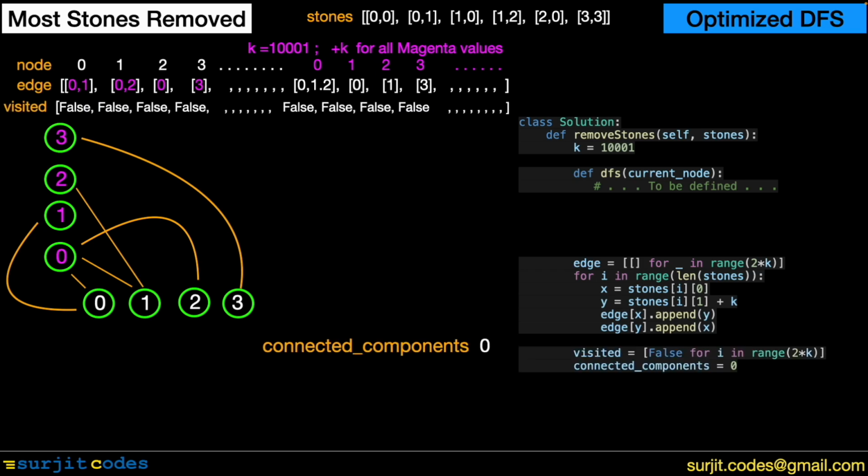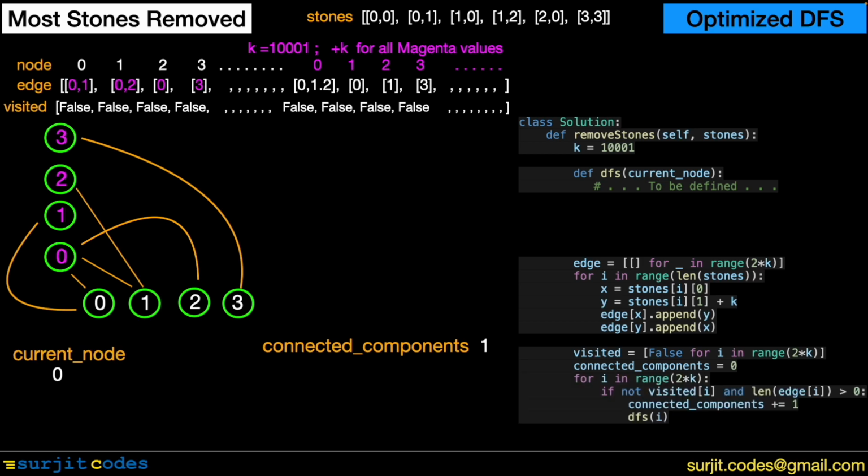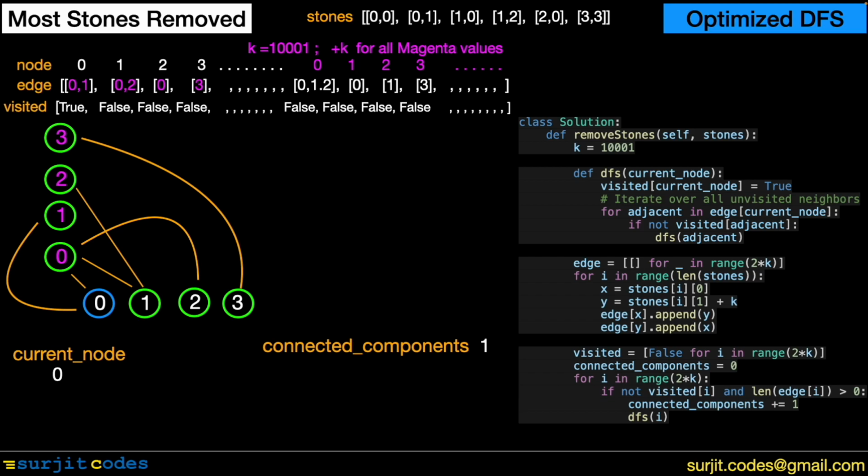We initialize the visited list to false for all the nodes and initialize number of connected components to 0. Like before, we process all the nodes that are not visited and for which edge list is not empty. We increase connected components by 1 and call DFS. DFS function is same, however, stones are not the nodes this time, the coordinate values are the nodes. All adjacent nodes in DFS are marked as visited.